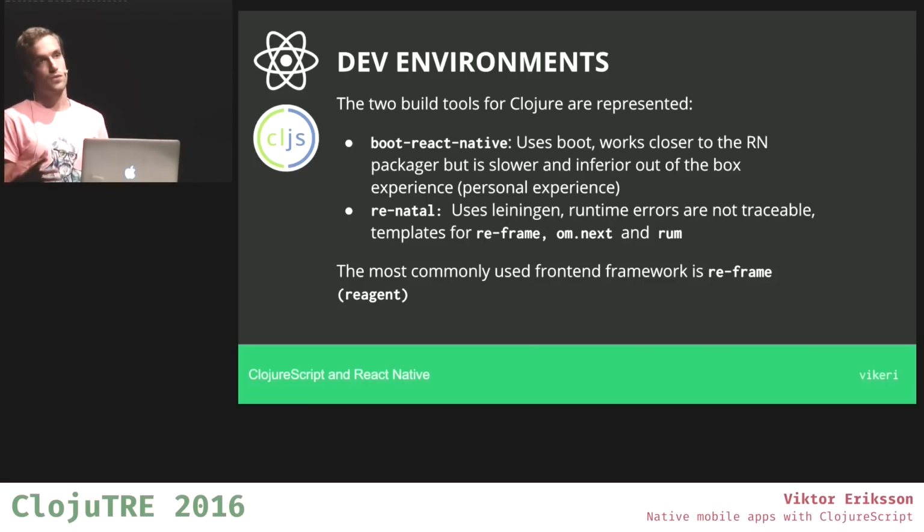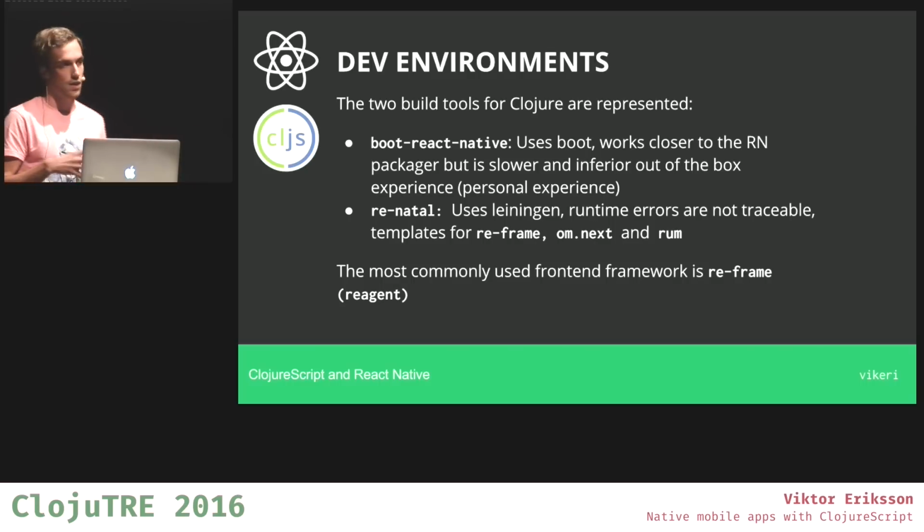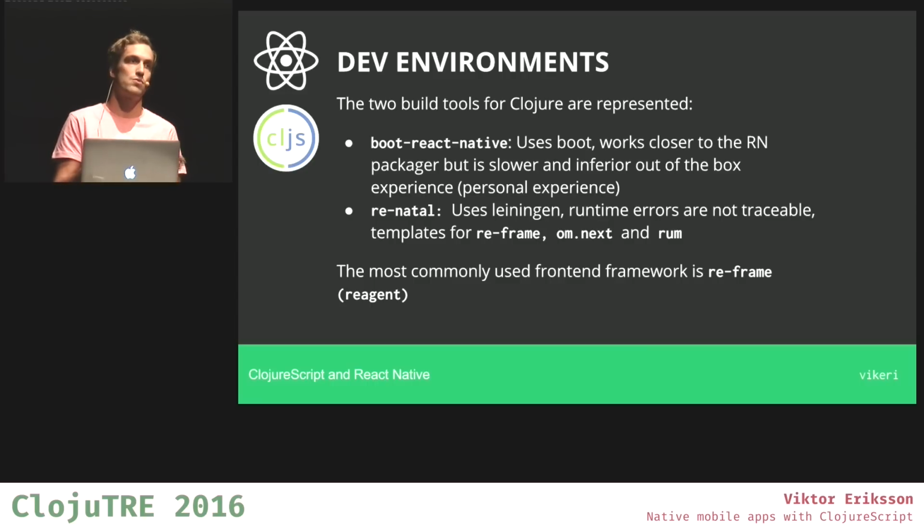The development environments for React Native and ClojureScript. As most of you know, Clojure has two competing build tools, Leiningen and Boot, and both of them are represented in the React Native space. Boot React Native uses Boot, surprise, surprise. It works closer to the React Native packager, meaning that the output of Boot React Native is easier for the React Native packager to understand, meaning that it yields better runtime errors. It is a little slower though, and it's sort of not as polished an out-of-the-box experience as Re-natal, is my personal experience at least. The other alternative is Re-natal.